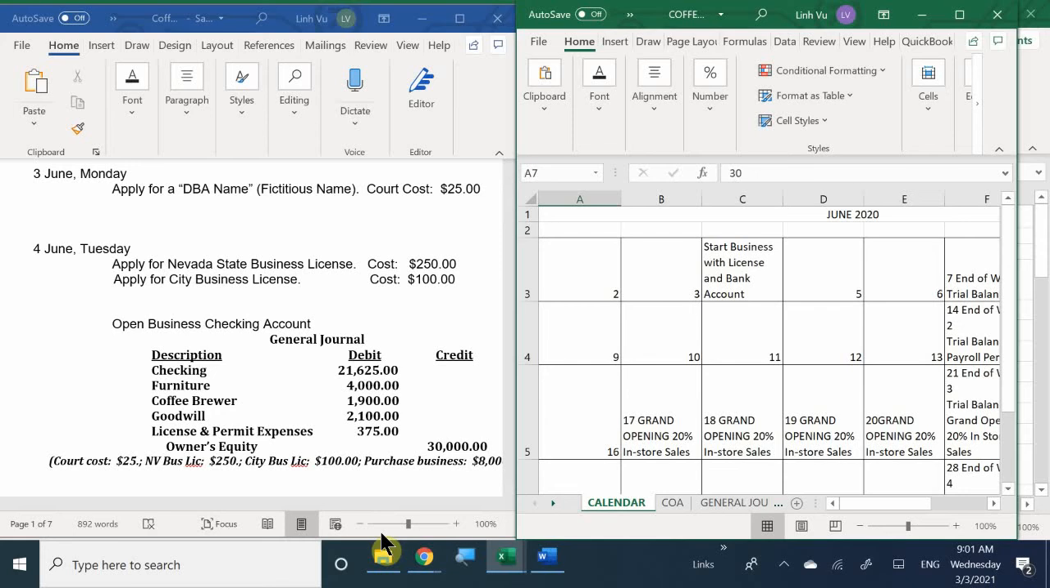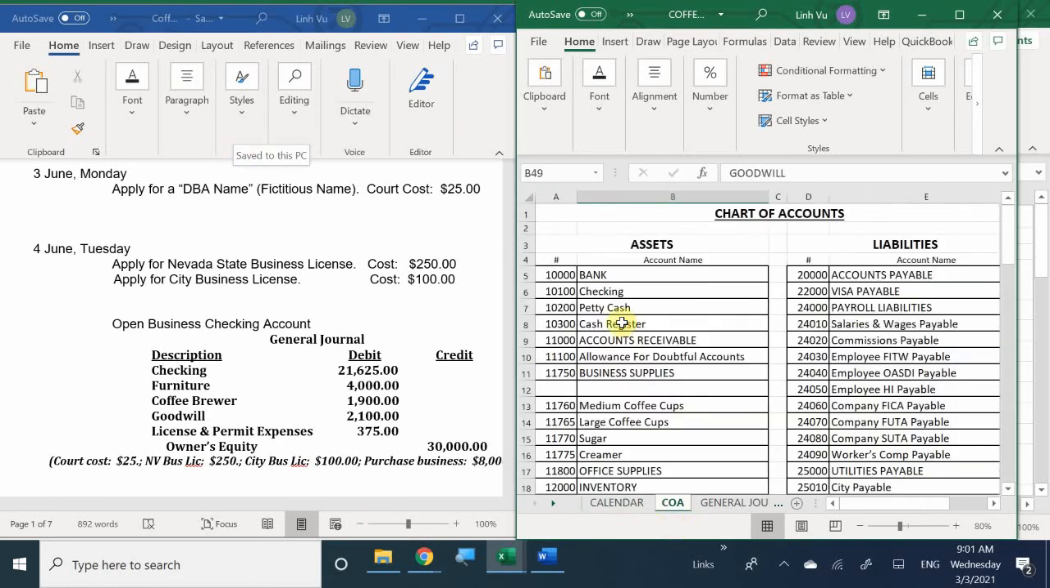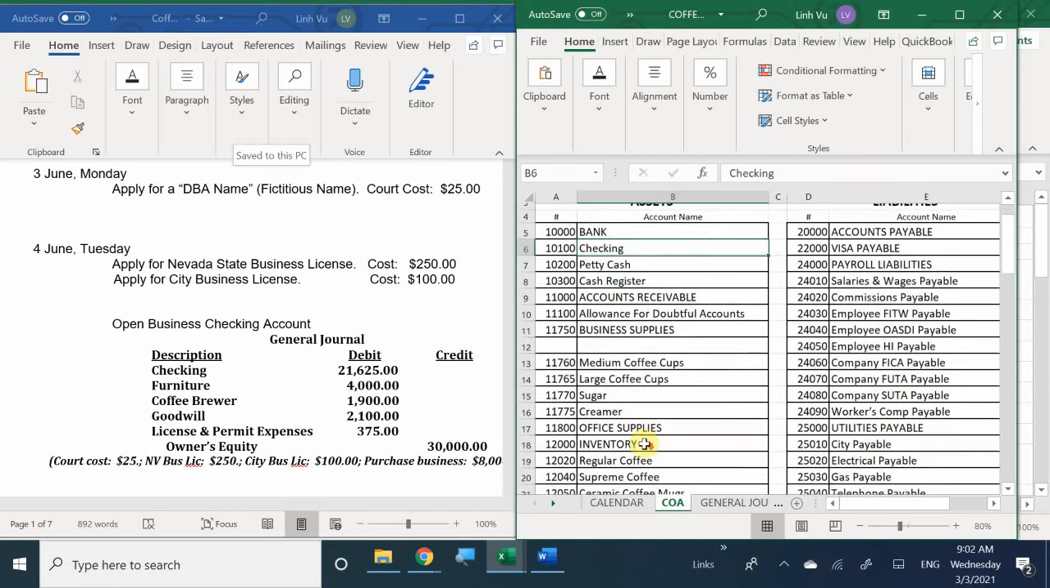Okay, so again, here is a perfect reflection of what I have. As we talked about, I have every single journal entry involved in here, right? Because the first thing that you do when you're investing, or when you're putting all your money in the bank account, you're essentially placing it into your checking account. We already discussed it. You have a furniture account, you have a coffee brewer account, and you have Goodwill. Now, the last one I have is, do I have a business permit and license? So in this case, I put it as license and permit expense. So yes, you do have it. I'm letting you know right now. And we have owner's equity in here.